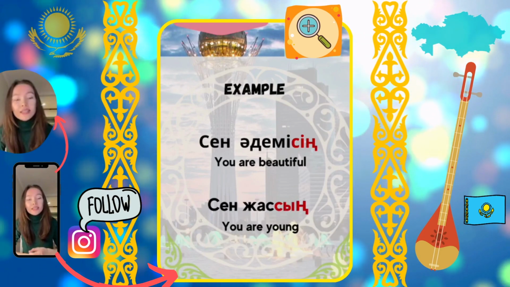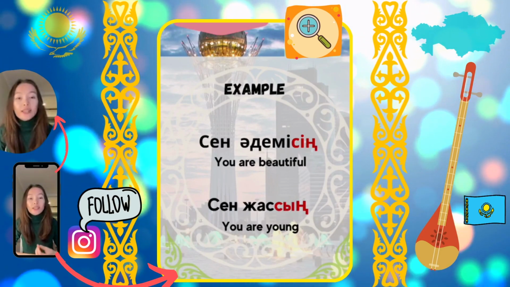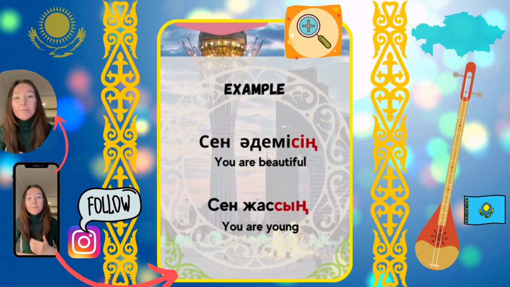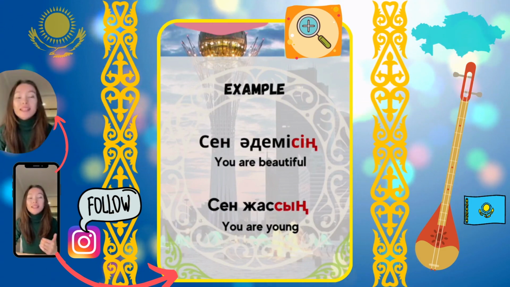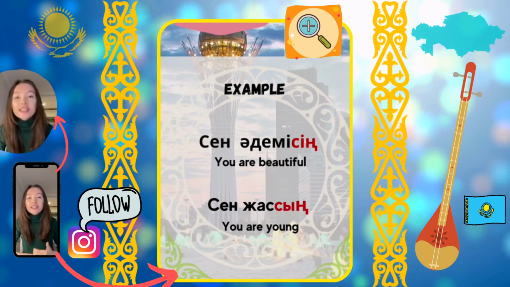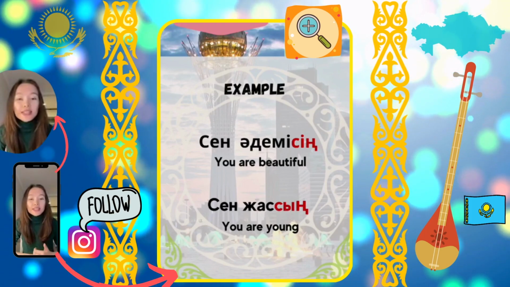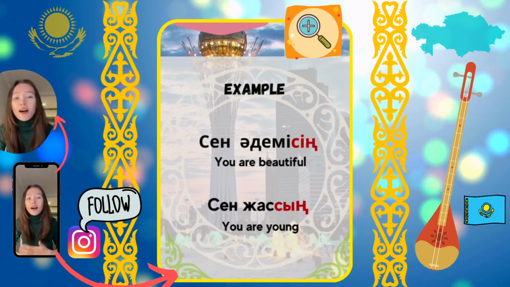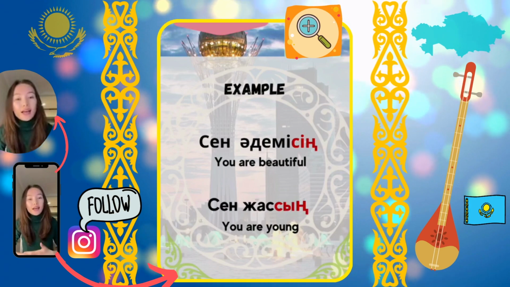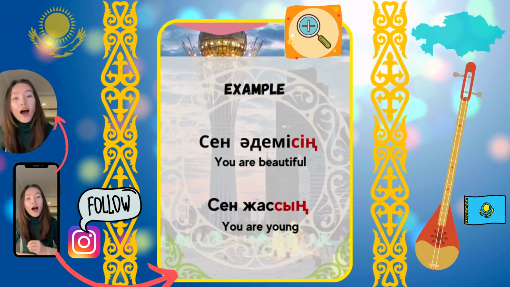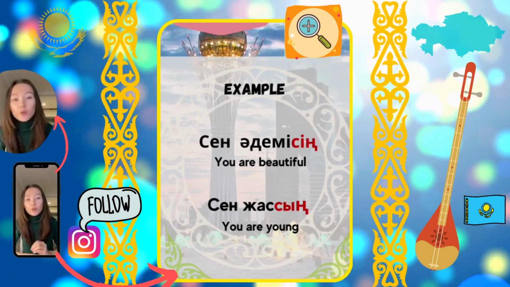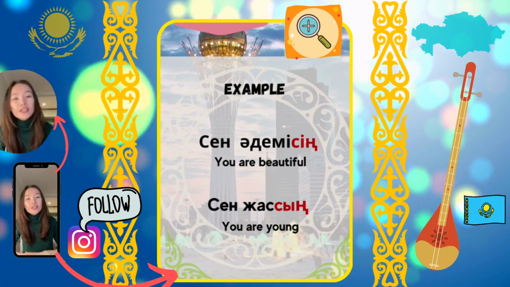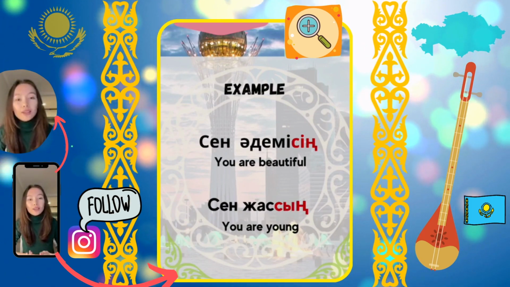Next sentence is sen жассың, you are young. Sen, you, жас, young, plus personal pronoun ending sың. Sen жассың, you are young. In this case, I added the personal pronoun ending sың, the hard one, because the last vowel in the word жас, a, is hard. That's why we added sың, hard. Okay? Sen жассың, you are young.